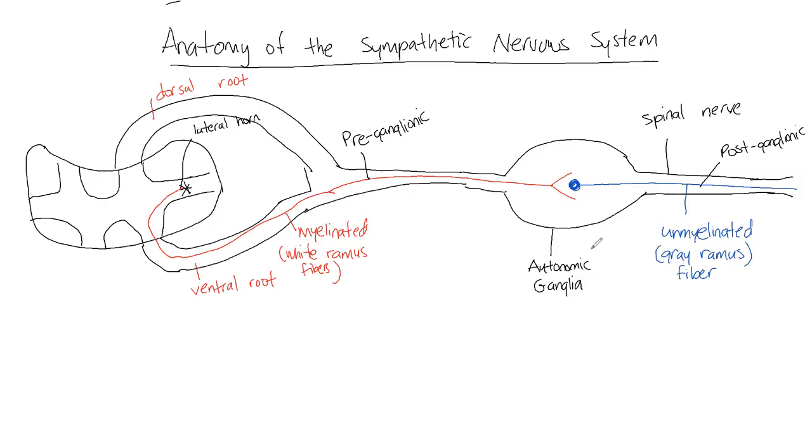So let's not forget that anatomy, that this is one of three options for the synapse of a preganglionic sympathetic fiber. And then when it leaves the synapse, it's going to reemerge into the spinal nerve. At this point, it's no longer myelinated. It appears gray because it doesn't have that myelin. And so we can call it a gray ramus fiber here. Very, very important. A lot of students mix this up.